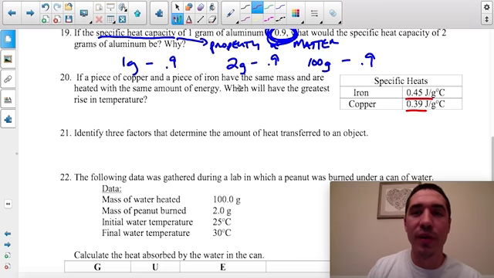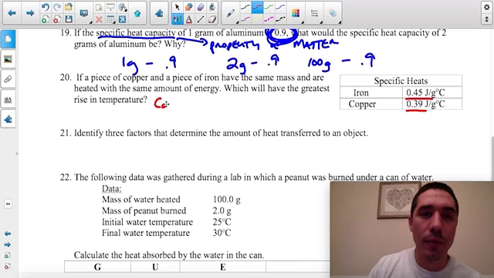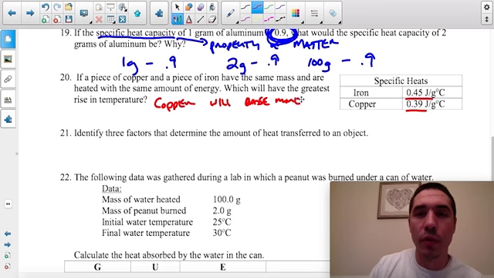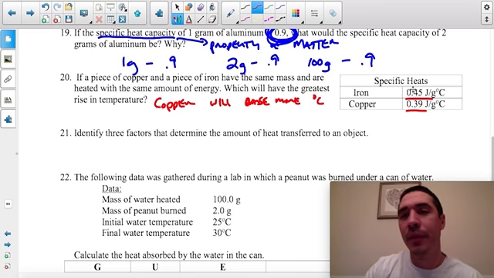they're heated with the same amount of energy. That means that the copper will raise more degrees of its temperature. And the reason why is because each degree to go up, it takes less energy than iron. So things that have really high specific heat capacities take a lot of energy to change their temperatures. Things with really low specific heat capacities, not as much.